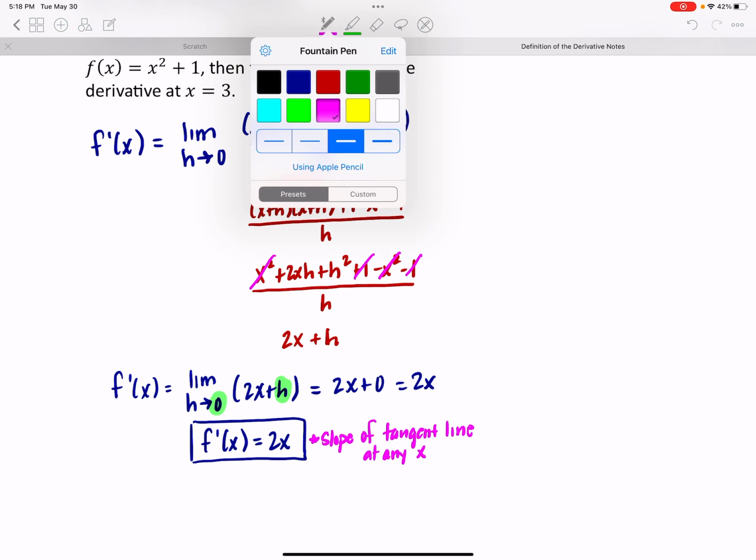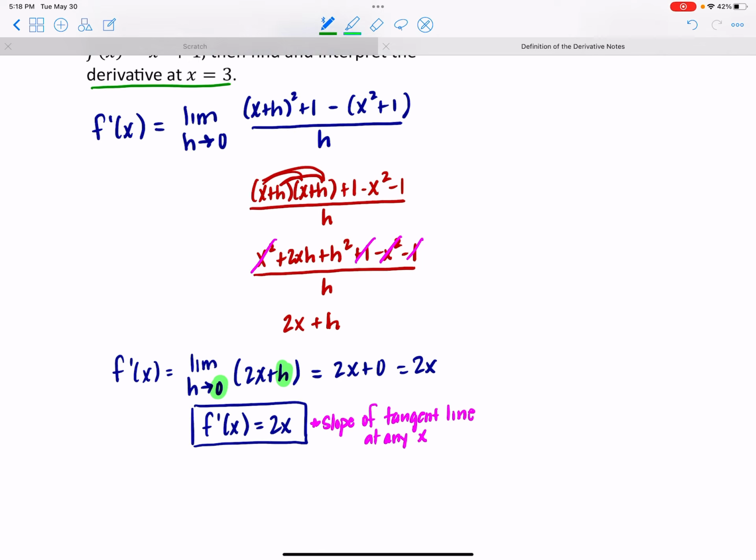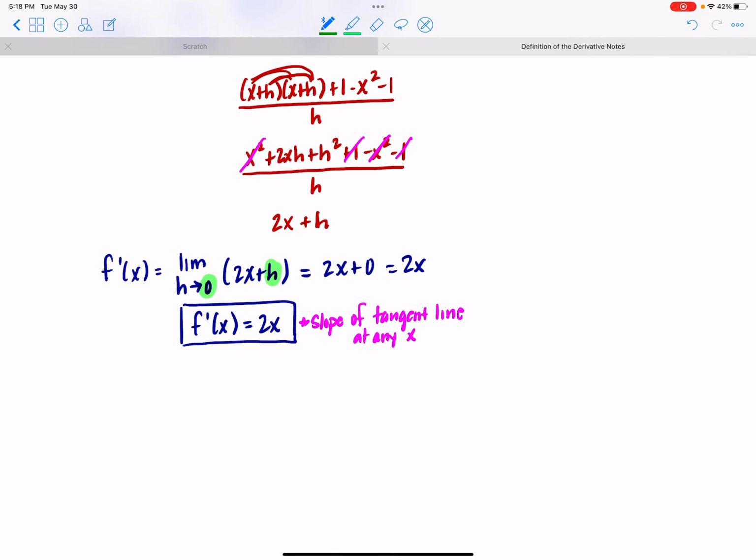equals 3. So if I want to find the derivative at x equals 3, that means I want to actually plug that x value in. So we're going to call this f prime of 3. We're going to plug 3 into our derivative. So if I plug 3 in, then 2 times 3 is 6. That is the slope of the tangent line at this particular point, so at the particular value of x equal to 3.